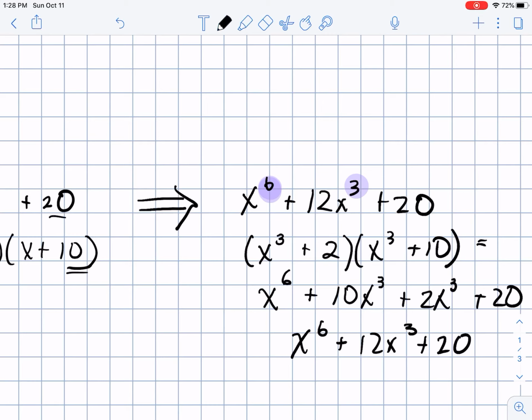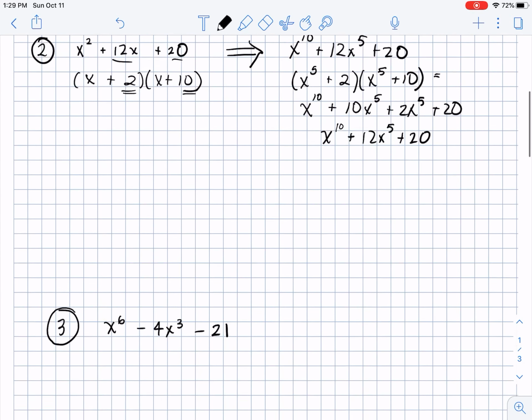Would it work with, say, something like x to the 10th and the 5th? Yeah. X to the 5th times x to the 5th, x to the 10th, 10x to the 5th, 2x to the 5th. And so I hope we start seeing a pattern here.